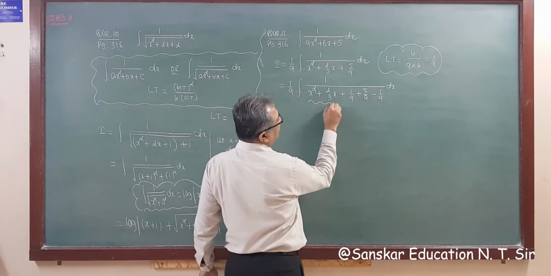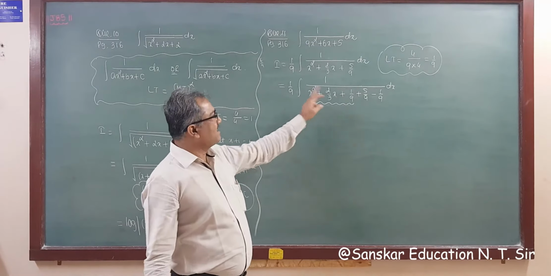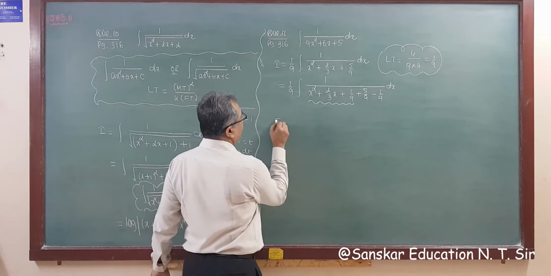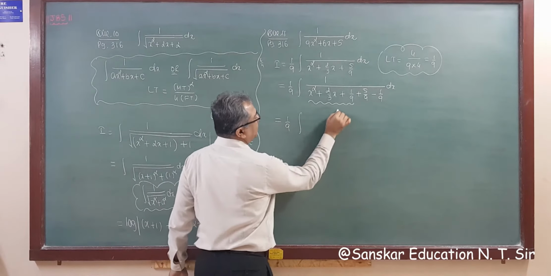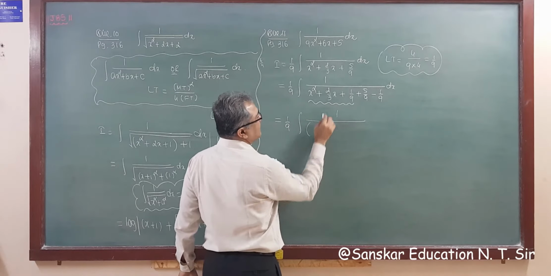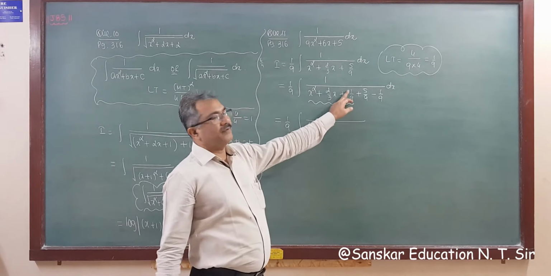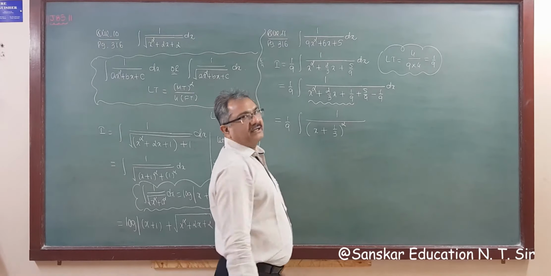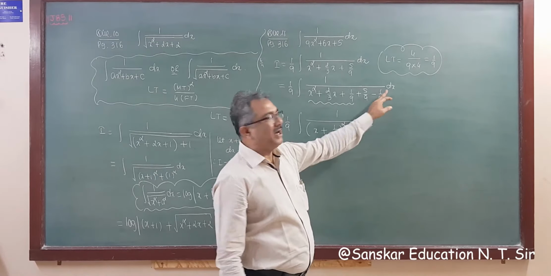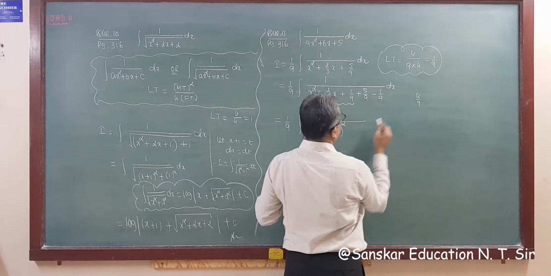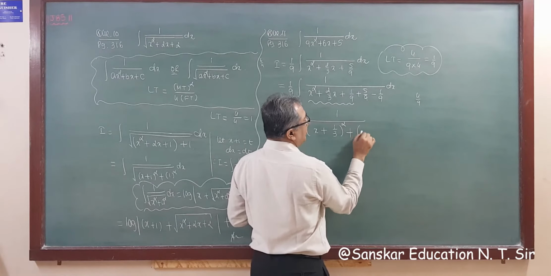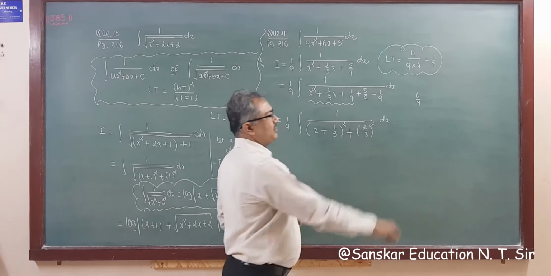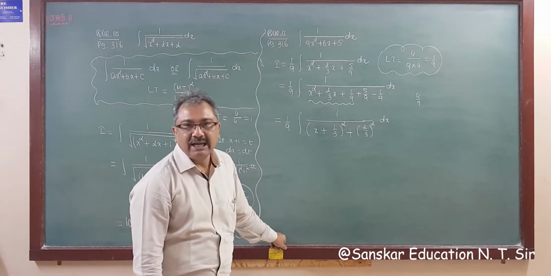Now this is a perfect square of x. Last term is 1 upon 9 and middle term is plus. So this is a perfect square of x, middle term plus, and this is a perfect square of 1 upon 3. So this is 1 upon 3 whole square, right? Now this is 5 minus 1 is 4 by 9. So this can be written as plus 2 by 3 whole square and dx, right?